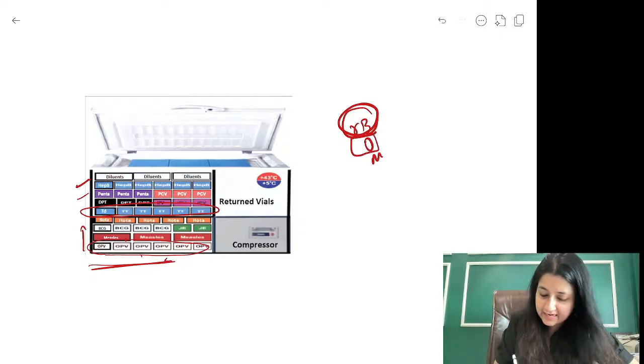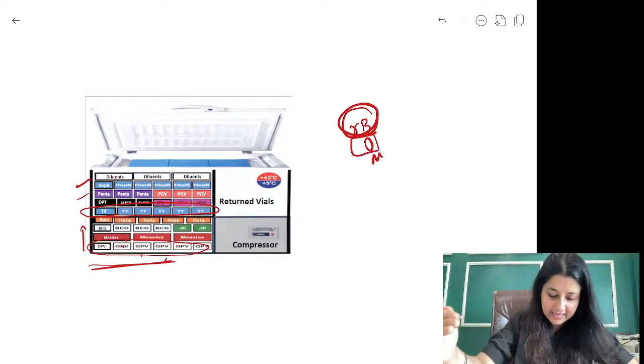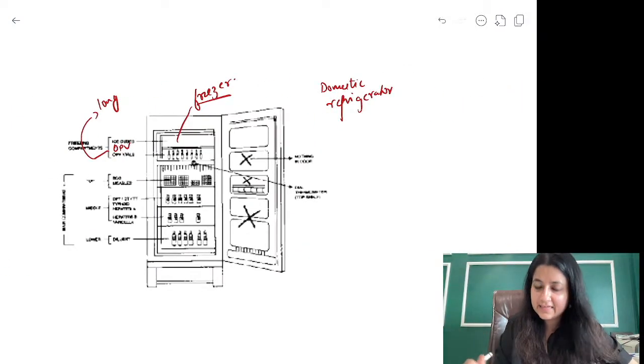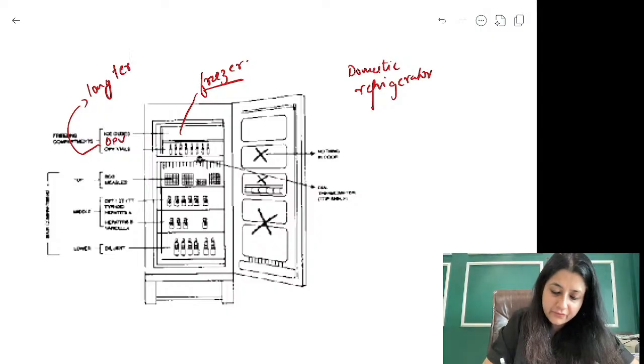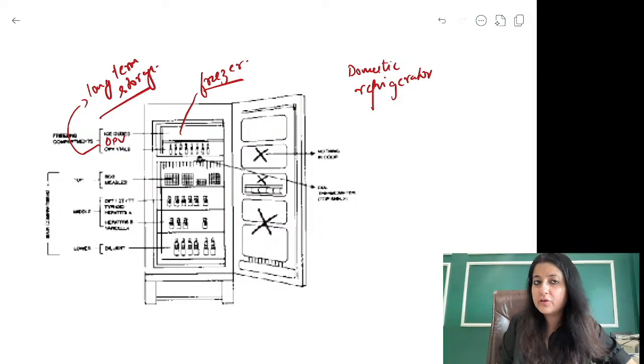What is the next in line? OPV, then measles, then BCG. Okay, did you understand? If not, you can ask me again later. Now in the freezer you can keep OPV if you need it for long-term storage.